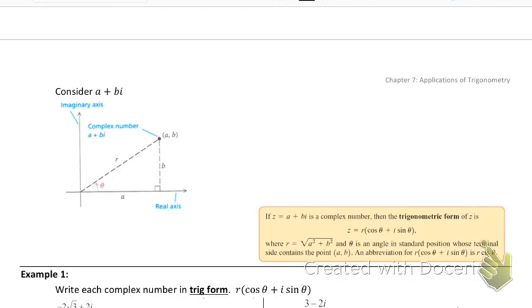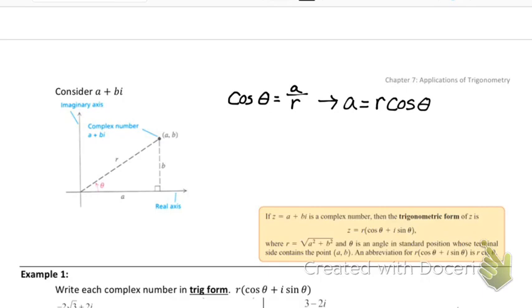We're going to start with cosine on this guy, and we're going to say cosine of theta. Cosine is adjacent over hypotenuse, so that's A over R, but I could rewrite that as A equals R times cosine of theta.